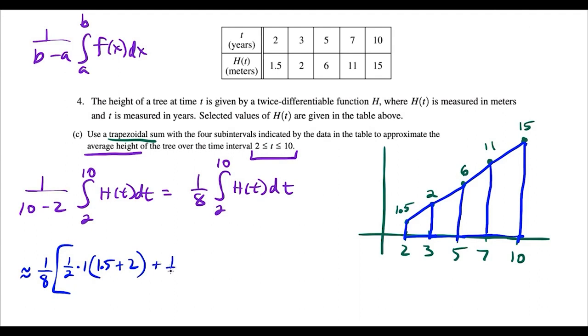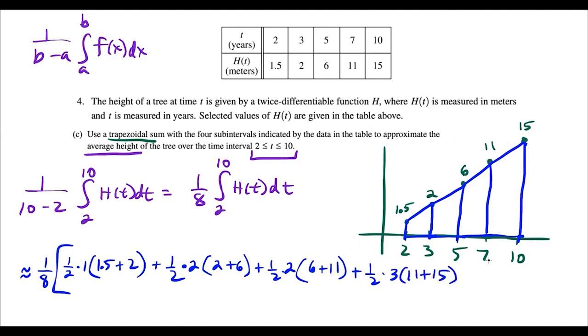Now the second trapezoid, we have 1/2. The height is equal to 2 because we're going from 3 to 5 now. So we have half times 2, and then we have 2 plus 6. And then we got 1/2 times the next subinterval here from 5 to 7, which is going up 2, and then we have 6 plus 11. Now the last one, we have 1/2 times this subinterval from 7 to 10, going across 3, and then the bases are 11 and 15. So we close this, and then we could throw a bracket around the end like this.